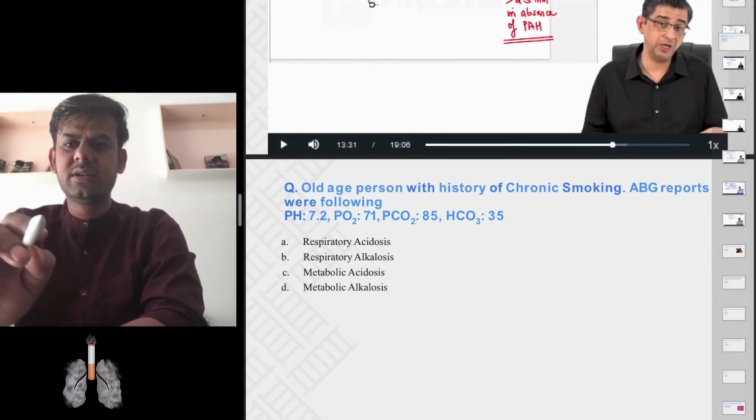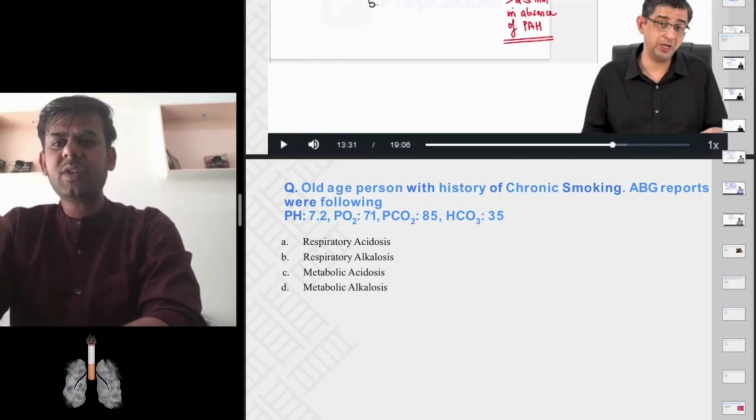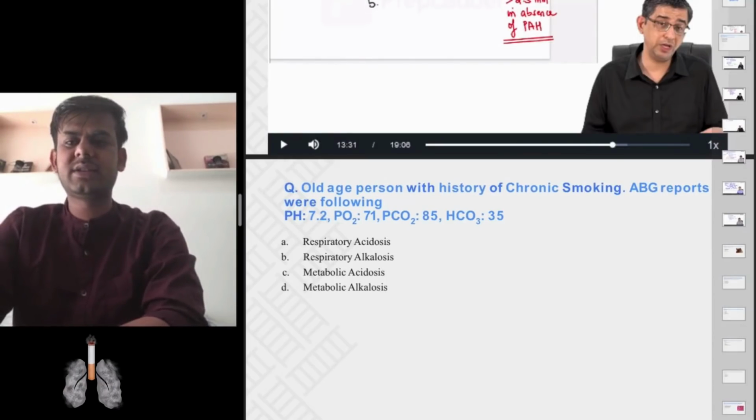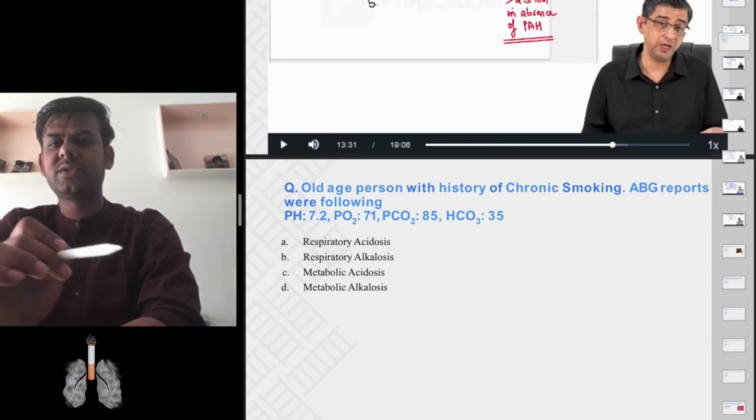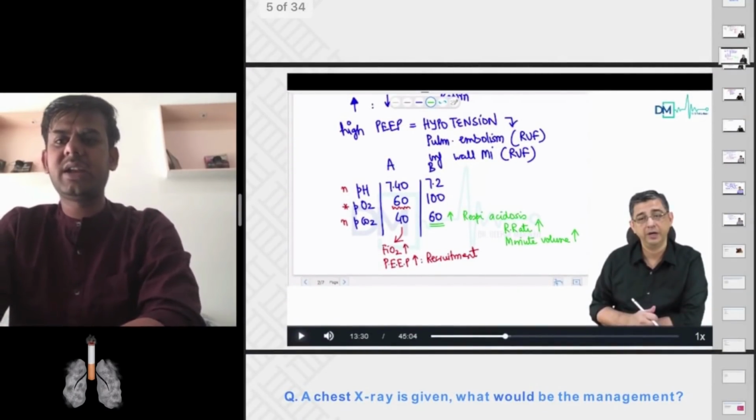Another question was an ABG in which pH was 7.2, PO2 was 71, PCO2 was 85, and bicarbonate was 35. So what is this? You can easily answer this question. It is respiratory acidosis because PCO2 is high and pH is low. And this is explained here.